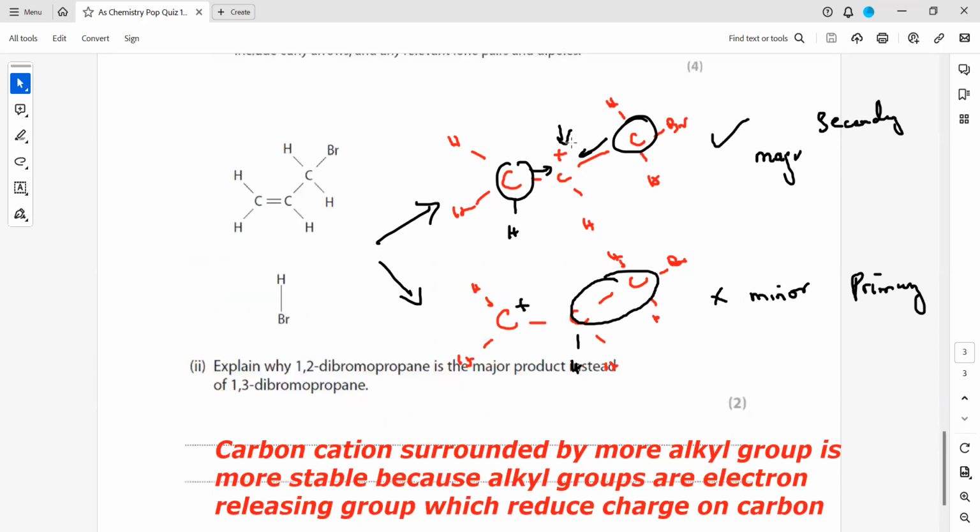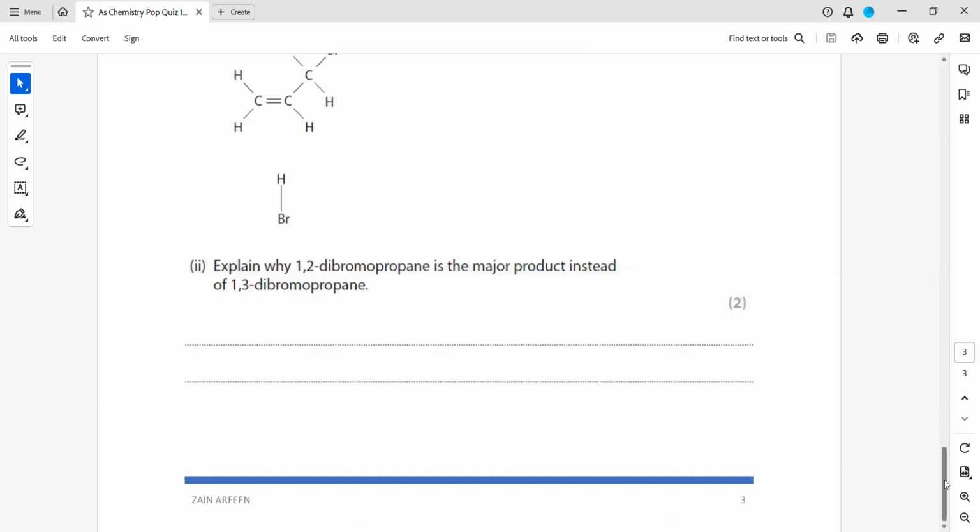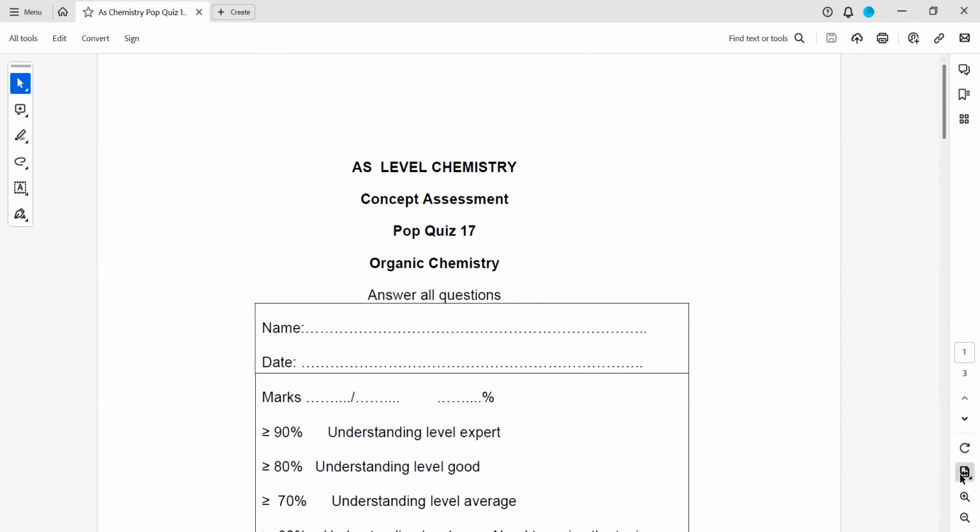So this was the organic chemistry pop quiz, which was pop quiz 17 related to organic chemistry.